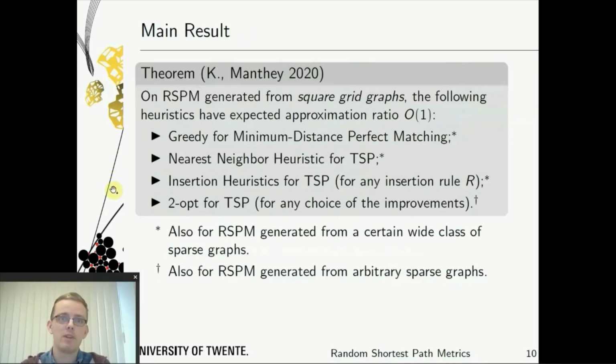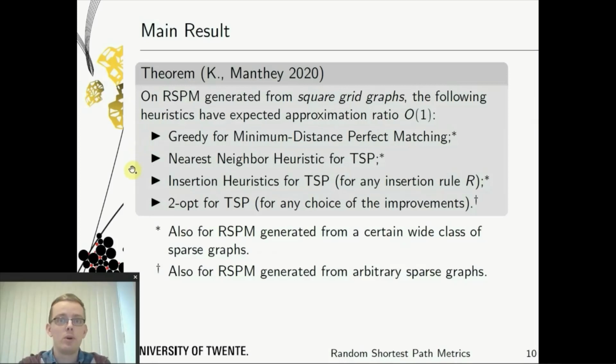And at the end of last year we obtained the first results on this sparse model, which are the main results of this talk. Again, we have a constant expected approximation ratio for the three greedy-like heuristics from the previous results, only now for the model where the random sparse matrix is generated from square grid graphs.